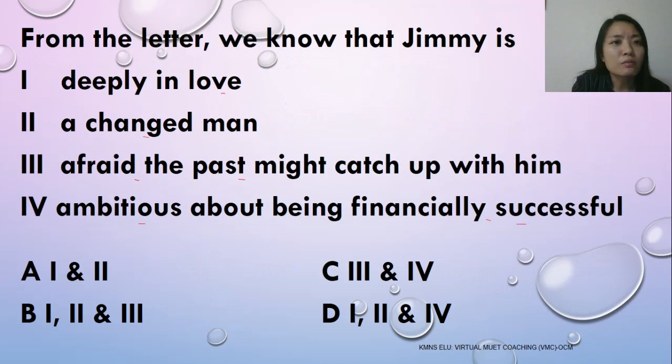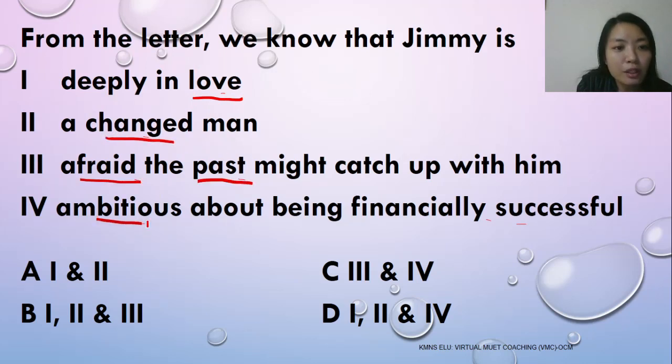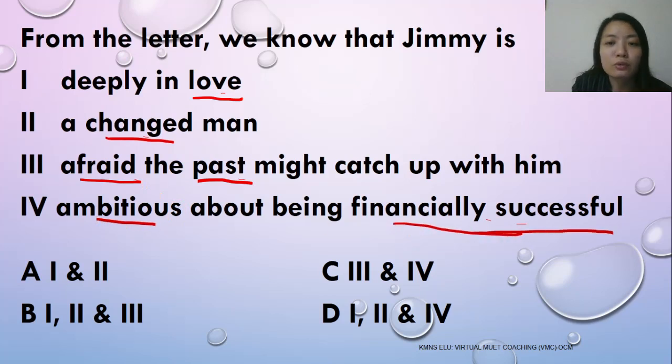Okay, another question. So just an example from the letter. We know that Jimmy is okay. Something about being in love. Something about being changed. Something about the past. Being afraid of it. Something about being ambitious. Something about financially successful. Okay, never mind. You don't have to worry about the question. You just want to know. Okay, it's just something about this and that.